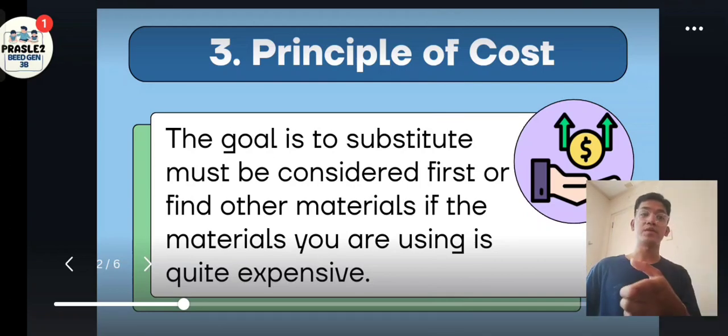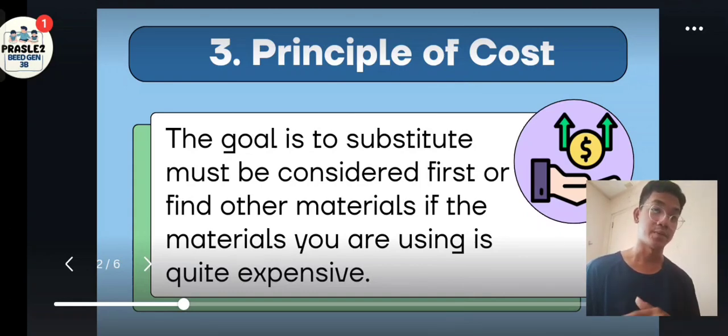So same goes here with the principle of cost. Make sure that the materials you are using are not too pricey. It is affordable. Okay, so that is the principle of cost. Do you understand? Wala mga nakasagot. Okay, so next one.